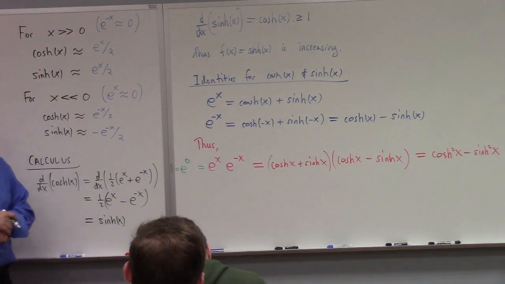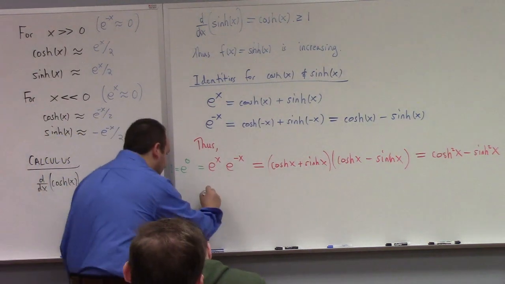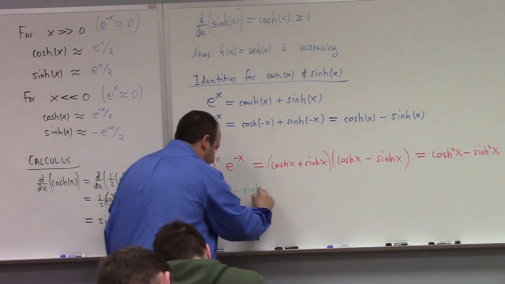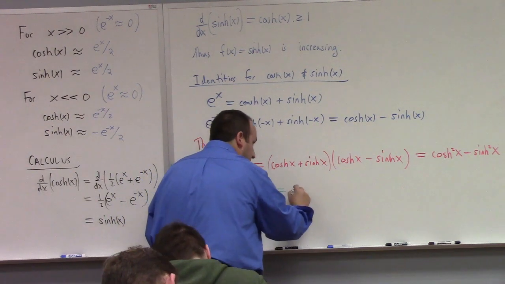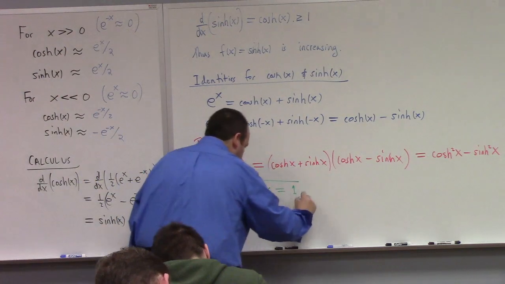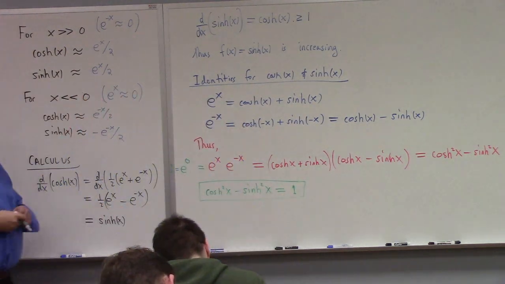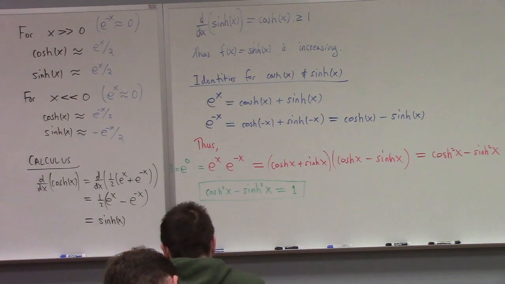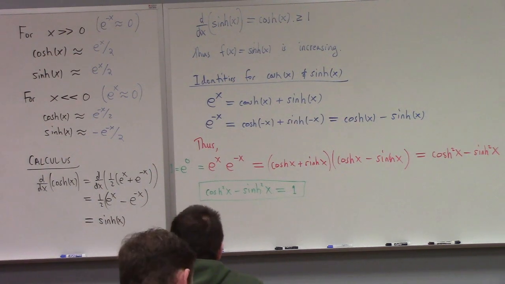So what do we have? Aha! We have that cosh squared x minus sinh squared x equals 1. Very cool. This is the analog of the Pythagorean identity for sine and cosine. All right?